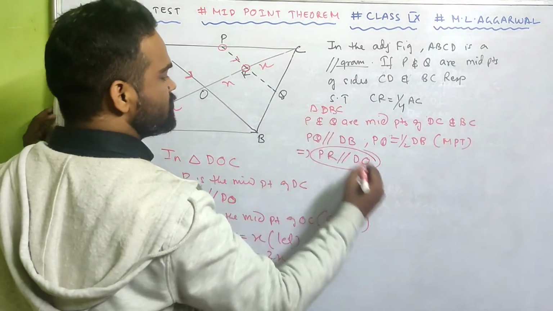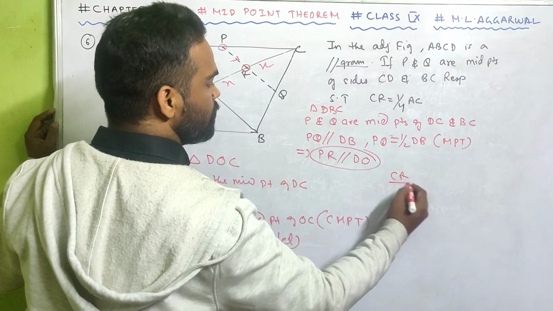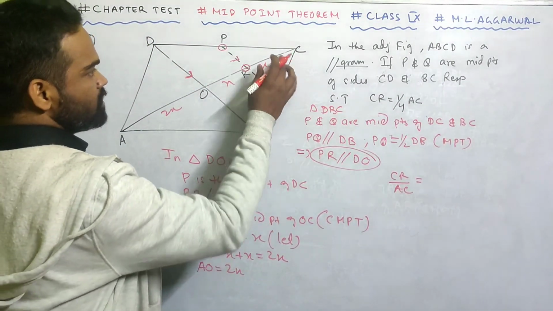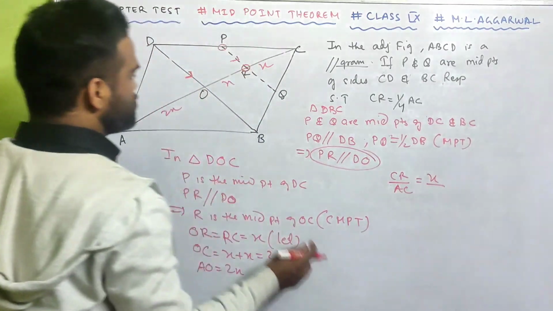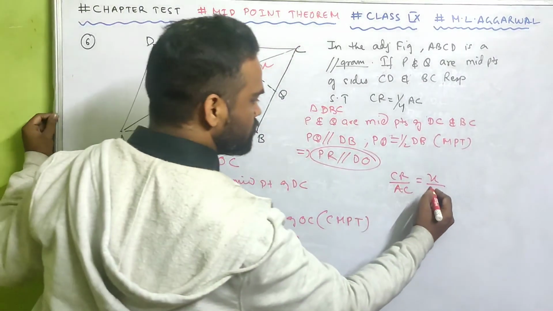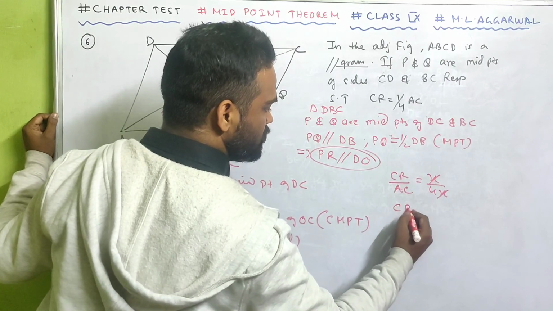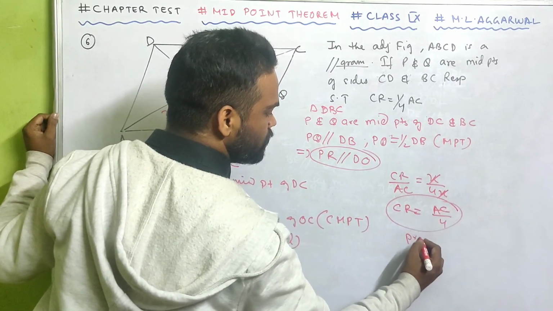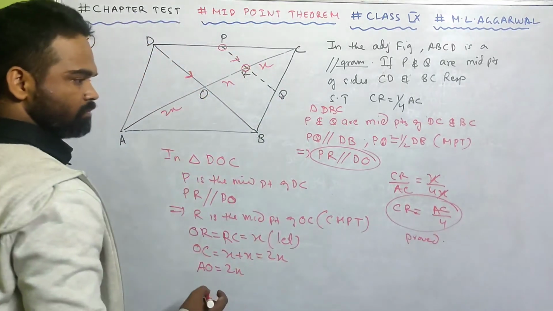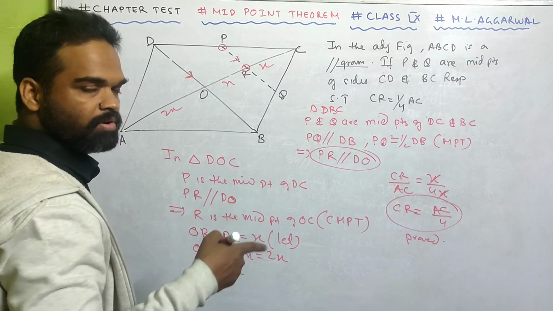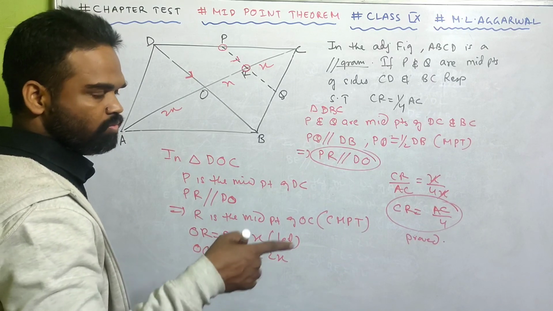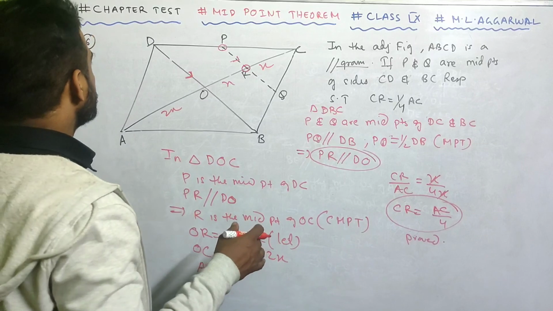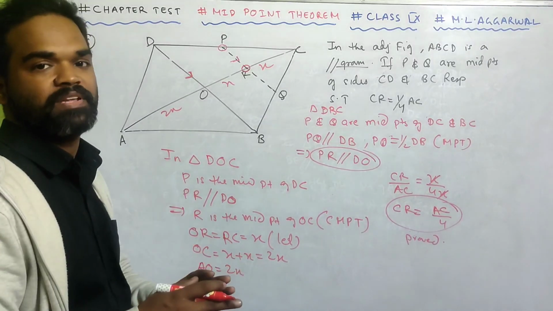Now see, CR by AC. Just find it out. CR is how much? CR is x. AC is how much? 4x. x cancels out. CR equals AC by 4. Proved. Done too. We divided CR by AC, we got x by 4x. Then CR equals 1/4 of AC. Done. So this was the last sum from the chapter test.